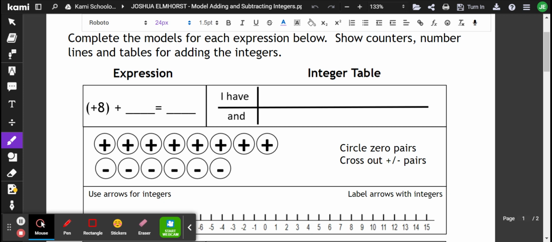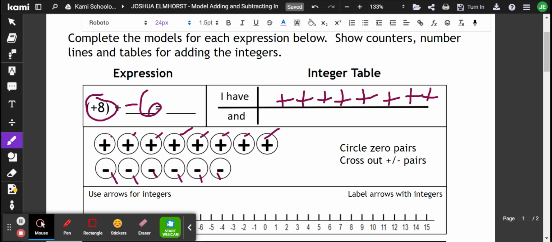So looking at the first model here, we are going to identify the color counters. We have 8 positives. We're going to be modeling using the table, color counters, and then a number line. Then we go down below, we have 8 positives and 6 negatives.